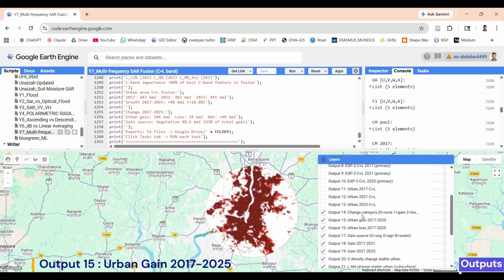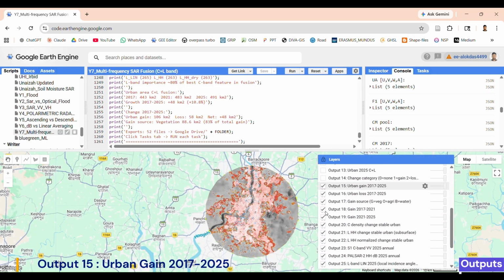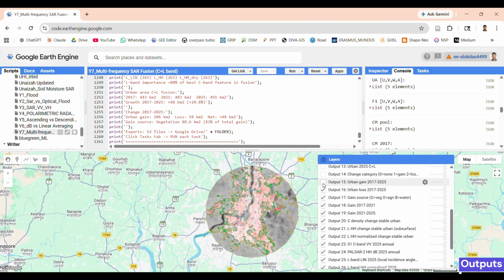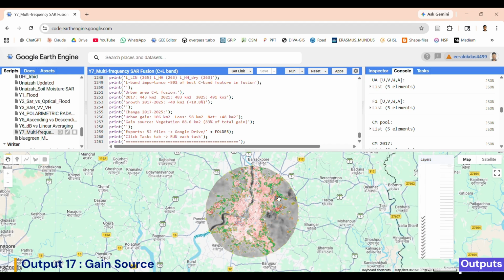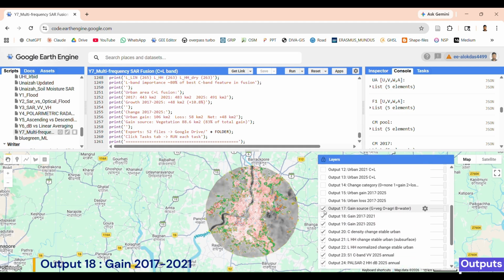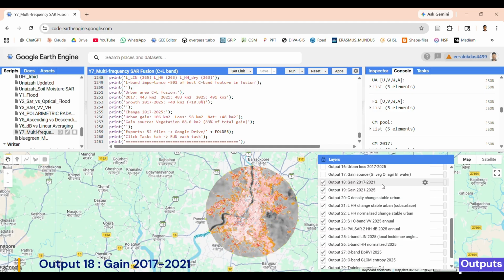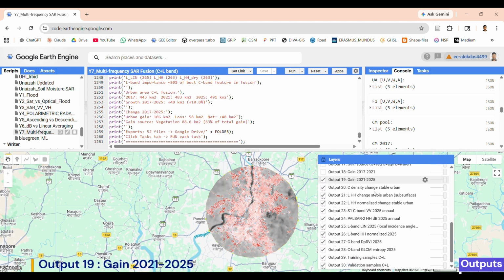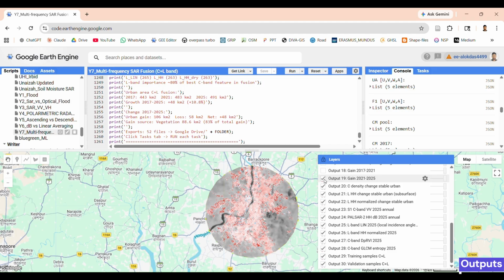Next, moving to output 15, which shows only urban gain in red, mainly around the outer regions. Now observe output 16, where blue indicates urban loss, which is minimal. Next, coming to output 17, which shows gain source, where green indicates vegetation to urban, orange agriculture to urban, and blue water to urban. Most changes occur from vegetation and agriculture. Now moving to output 18, which shows urban gain from 2017 to 2021, indicating initial expansion. Finally, observe output 19, which shows urban gain from 2021 to 2025, indicating faster and more intense expansion.